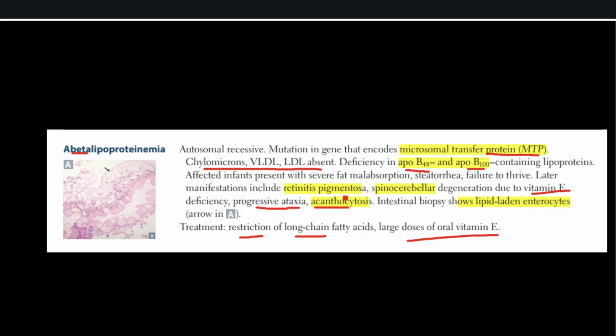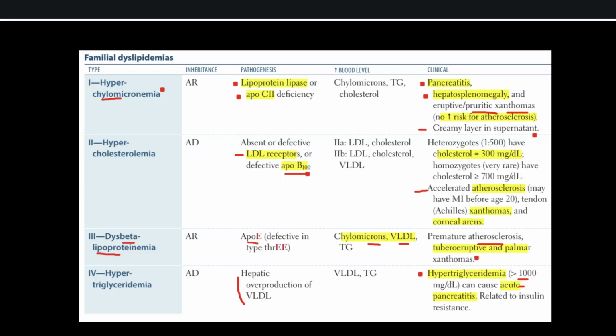Now, what you see in the biopsy, you may see that the intestinal cells are filled with these lipid droplets, but they're not being used. They're just sitting there, not actually doing anything. So lipid-laden enterocytes. What are you going to do with them? You're going to restrict long-chain fatty acids, and you're going to give them vitamin E. Okay, so that is abetalipoproteinemia.